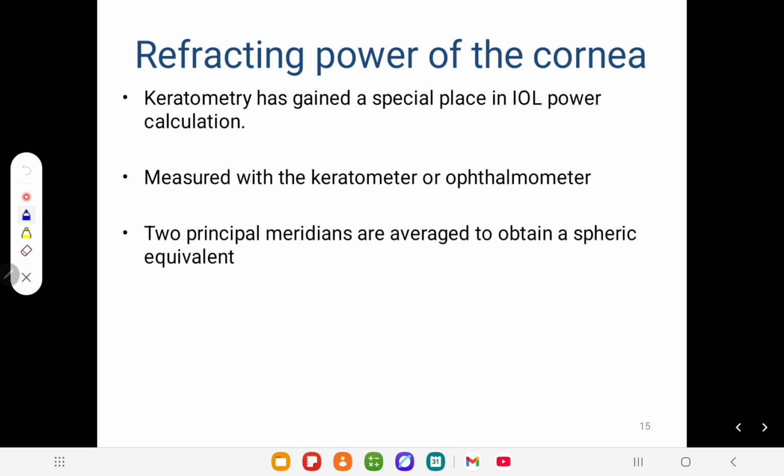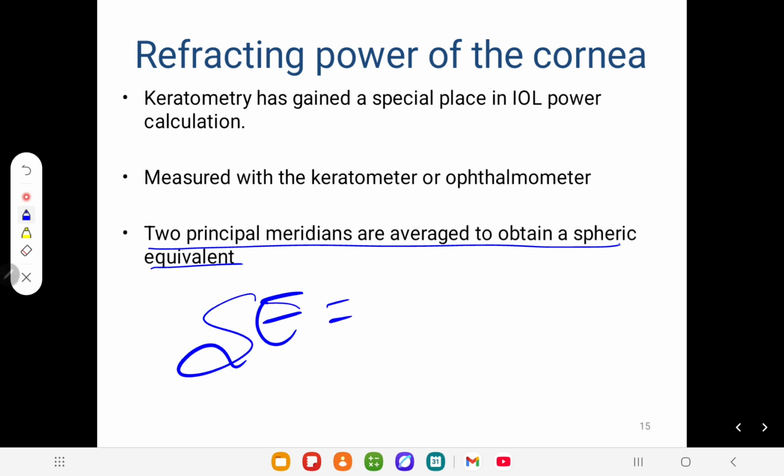So the refractive power of the cornea, what do we do? We do keratometry, isn't it? Keratometry again has a specific place in IOL calculation, measured with the keratometer or ophthalmometer, whatever. The two principal meridians are averaged to obtain the spherical equivalent. See this point? Why do we do this? Because we want the spherical equivalent.